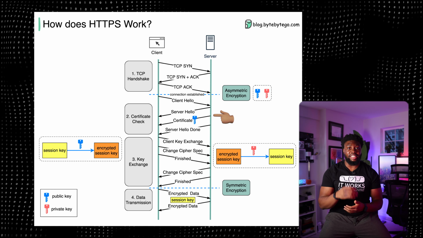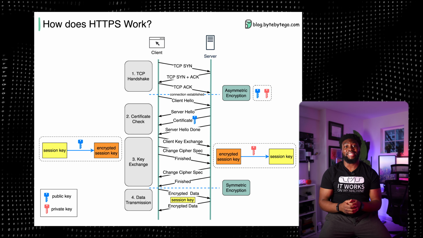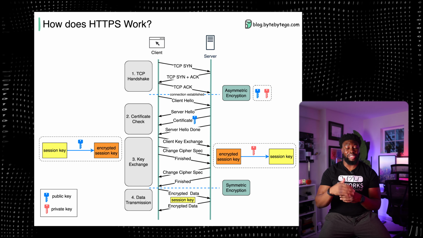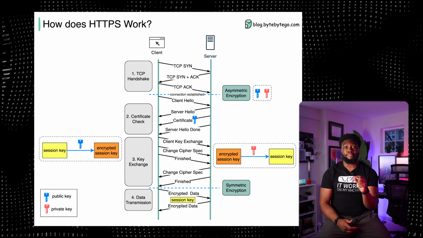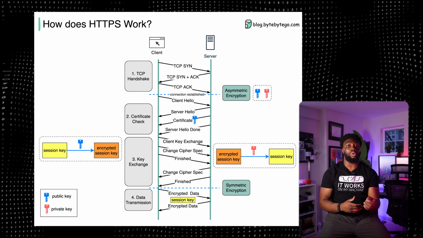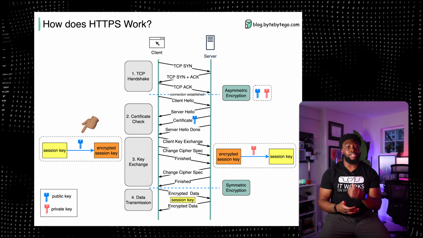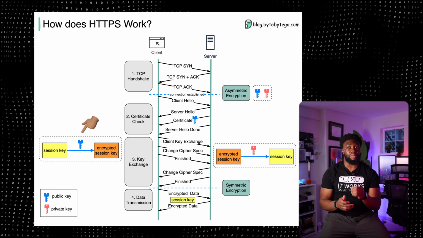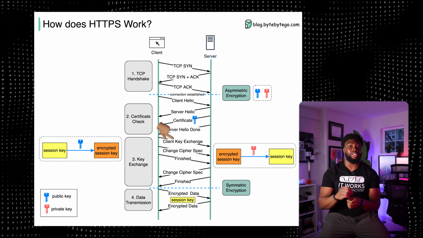The browser then verifies that the certificate is valid and digitally signed by a trusted CA by comparing it with its internal list of trusted CAs. This confirms that the server is who it says it is and the browser is interacting with the actual owner of the domain. The client then uses the public key from the certificate to encrypt a randomly generated session key and sends it to the server.